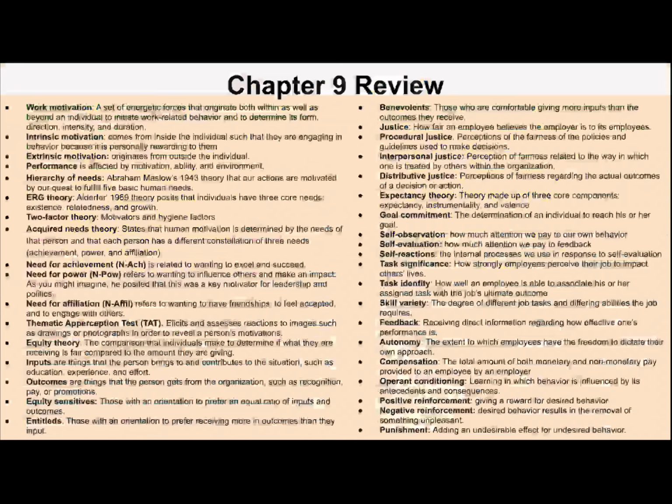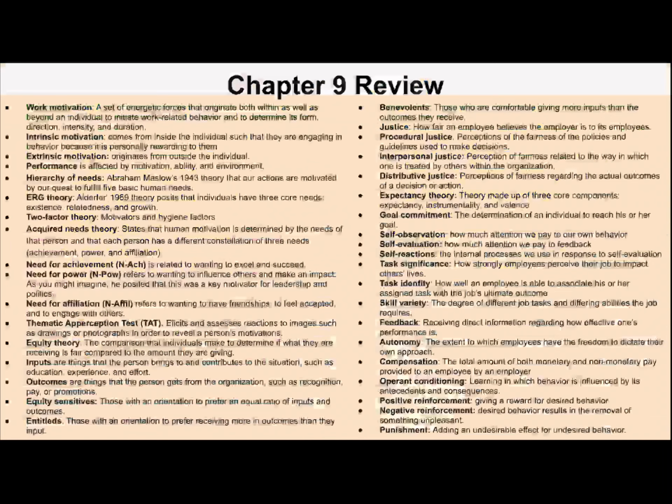Operant conditioning is that theory by Skinner that behavior is influenced by its consequences. Remember, rewards and punishments. Positive reinforcement, giving a reward for the desired behavior. Negative reinforcement is when the desired behavior results in the removal of something unpleasant. So remember, negative reinforcement is still a good thing. It means that the person took away something you didn't like, sort of as a reward for your behavior. And finally, punishment, adding an undesirable effect for undesired behavior.